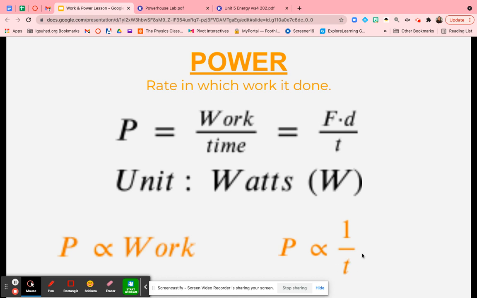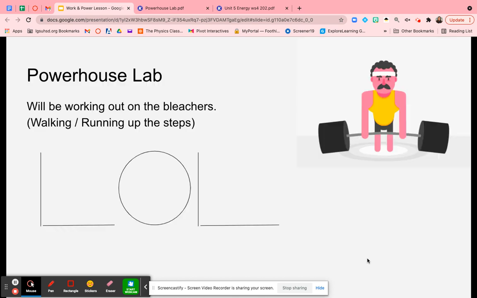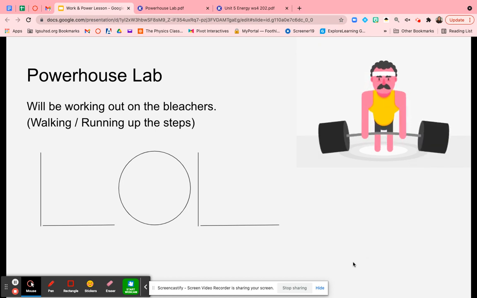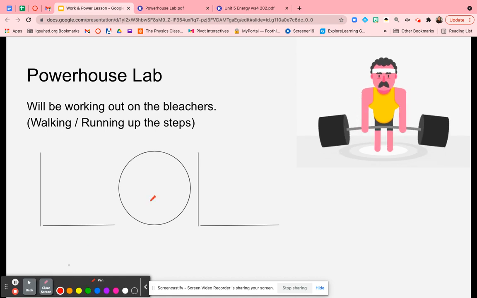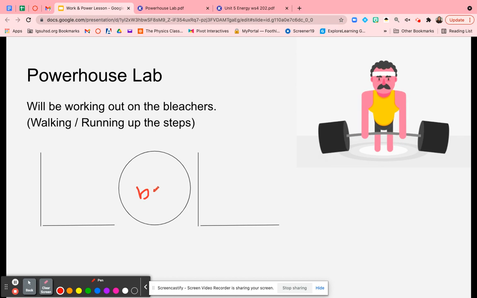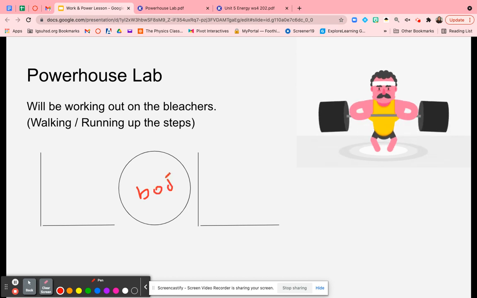And so our goal in the Powerhouse Lab today is to figure out how we can race up those bleacher steps, or whatever steps you have in your house, trying to do it in as little time as possible, but also safely. So in the Powerhouse Lab, we're going to be running up a set of bleachers. So I want to think about what our LOL diagram would look like for that. First of all, our system is just going to be your body, you who are moving up the steps.